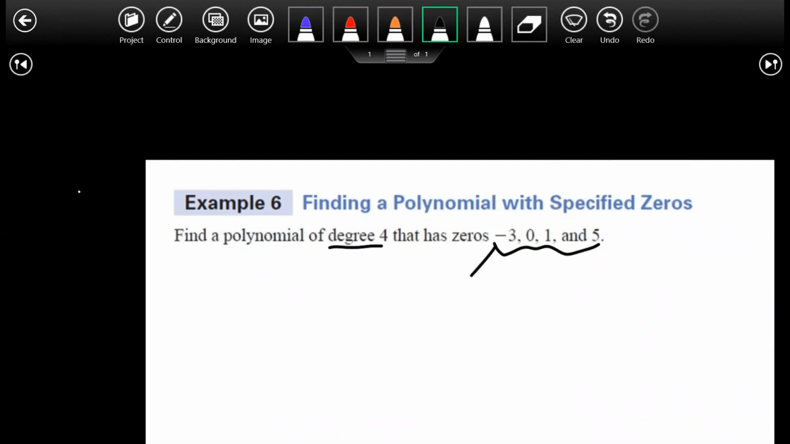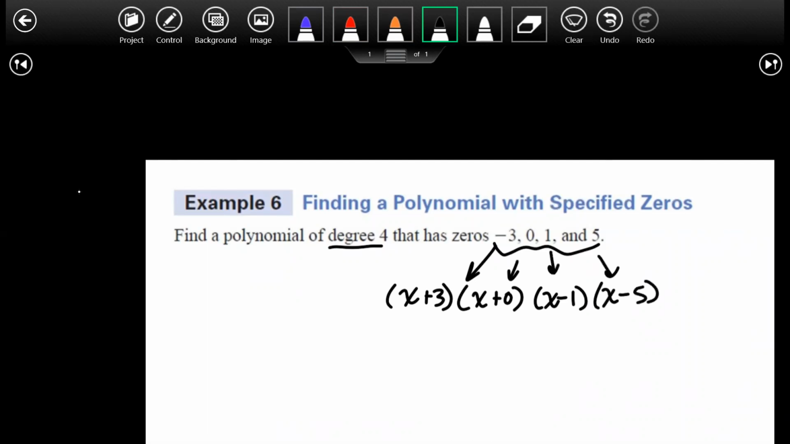If we had to give these as factors, this would be x plus 3. We're always doing the opposite. This next one would be x plus 0. Then we're going to get x minus 1. And this one would be x minus 5. These would all be the factors which would make it zeros for this polynomial.